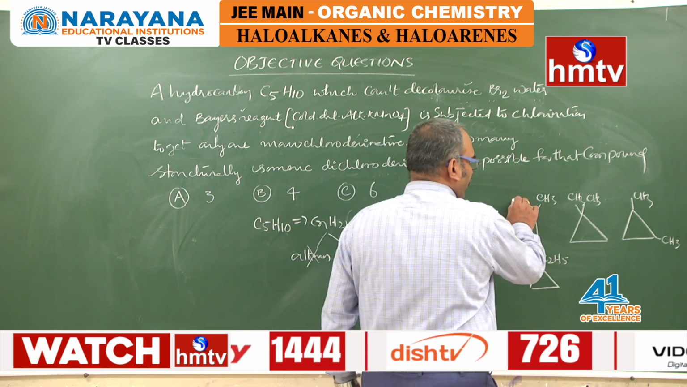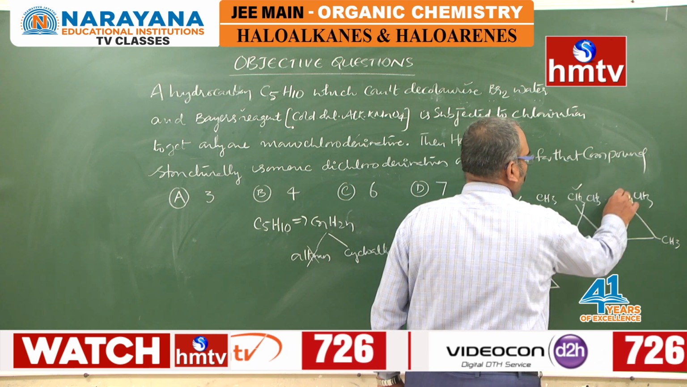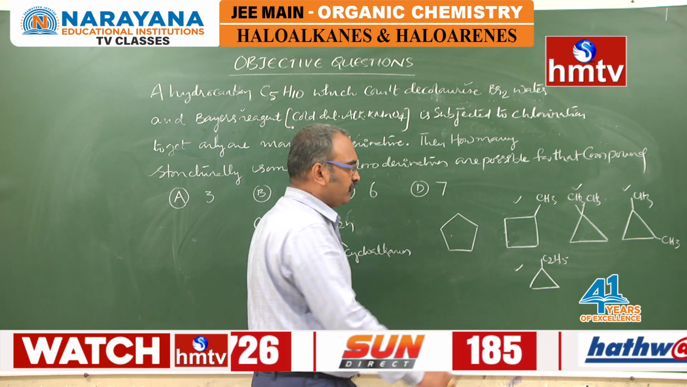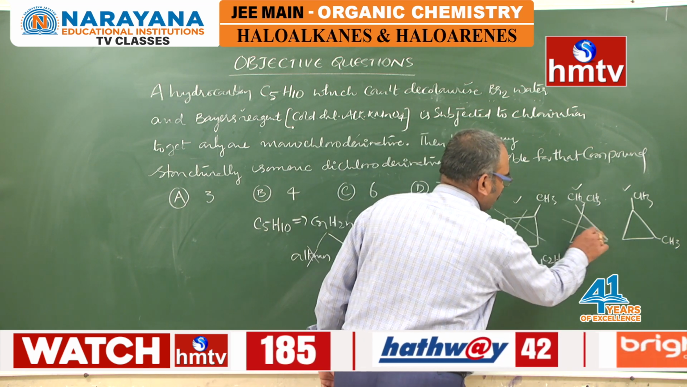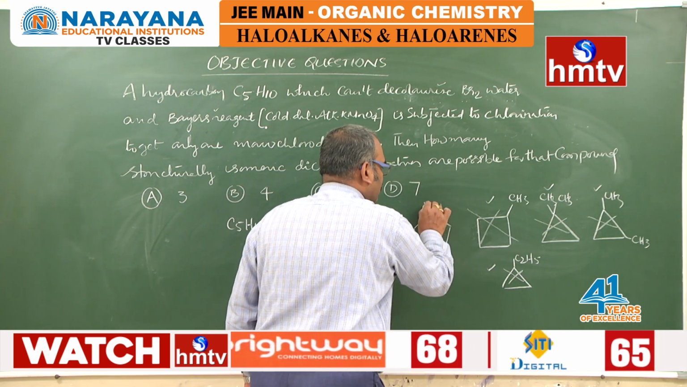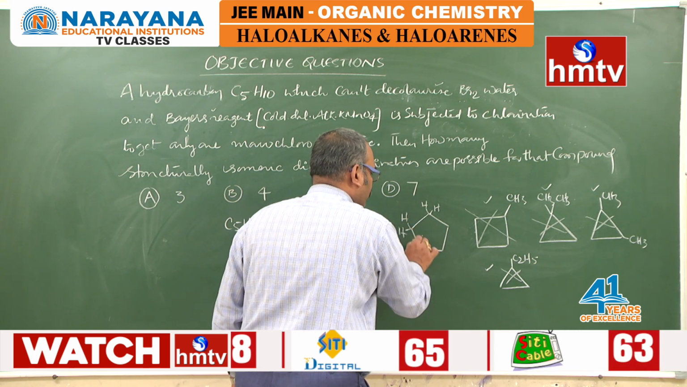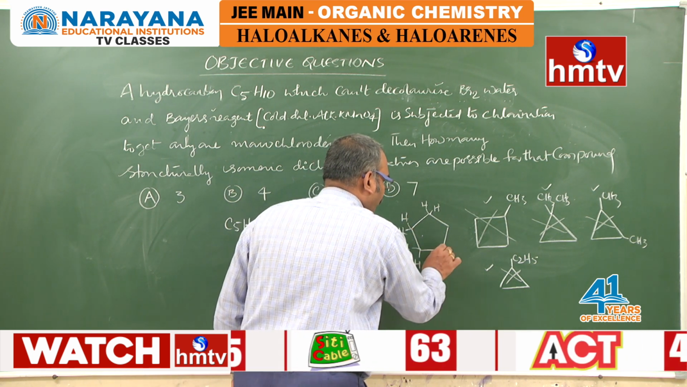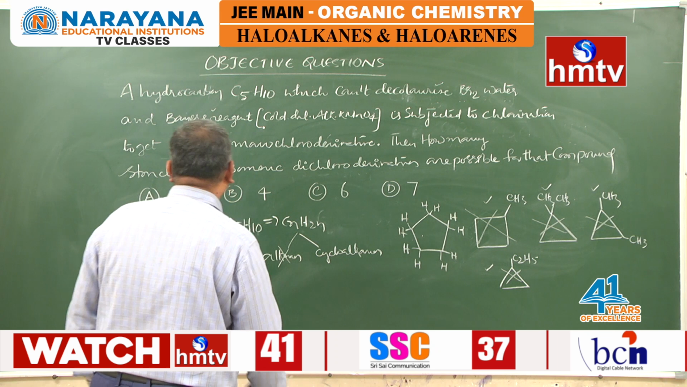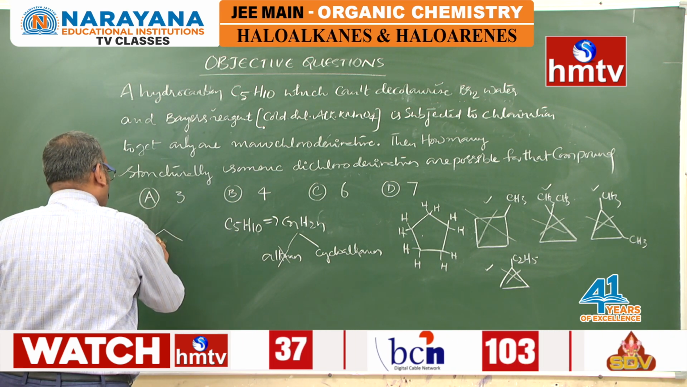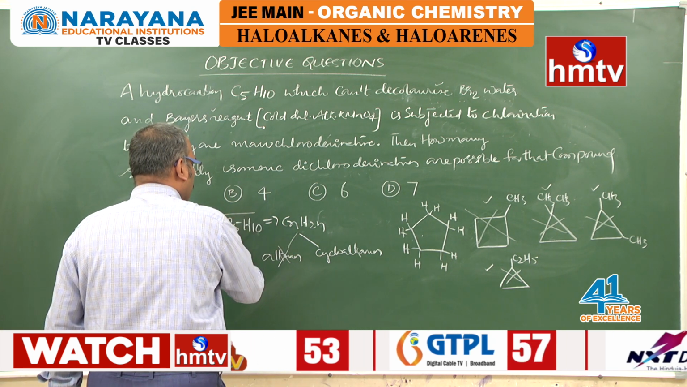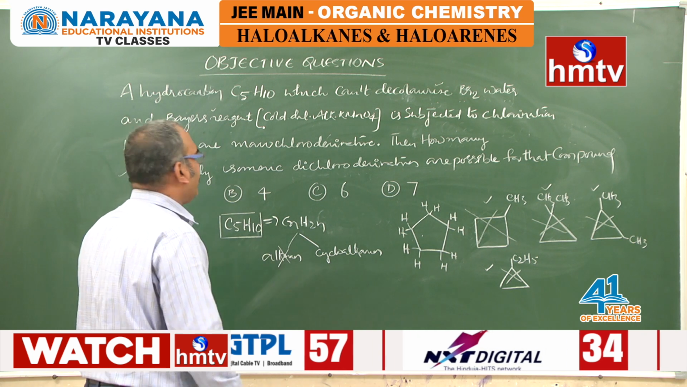The others can give more than one monochloro derivative, so you cannot take them into consideration. Only this one has all 10 hydrogens in identical conditions. All 10 hydrogens are identical. Replacement of any one of the hydrogens gives only one monochloro derivative, that is chlorocyclopentane. So this compound, C5H10, is cyclopentane.